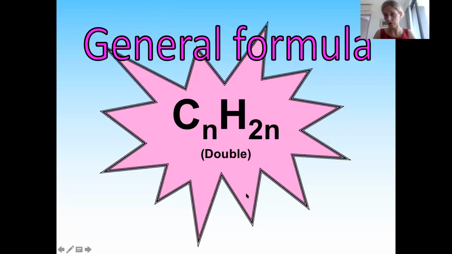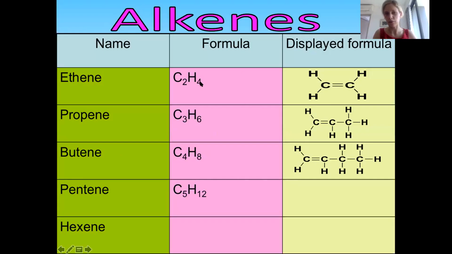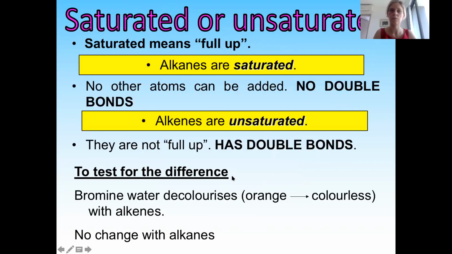So because of that double bond, using up some of the carbon's electrons, our general formula for our alkenes is CnH2n. So you just double the number of hydrogens. Alkenes are very easy to spot from their molecular formula. So their number of hydrogens is always double their number of carbons. So they're quite easy to spot.